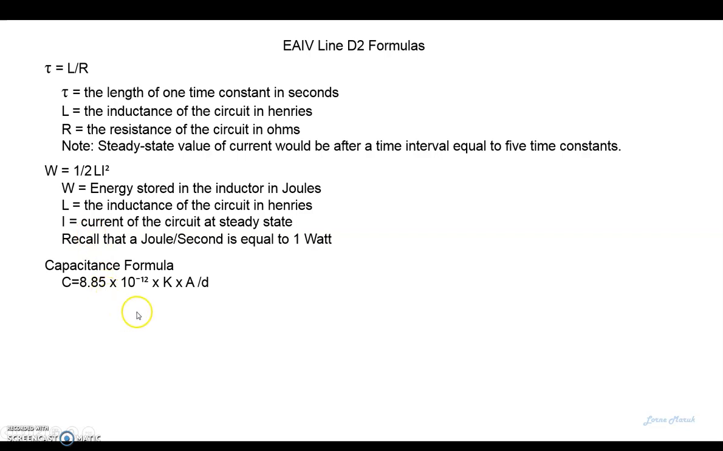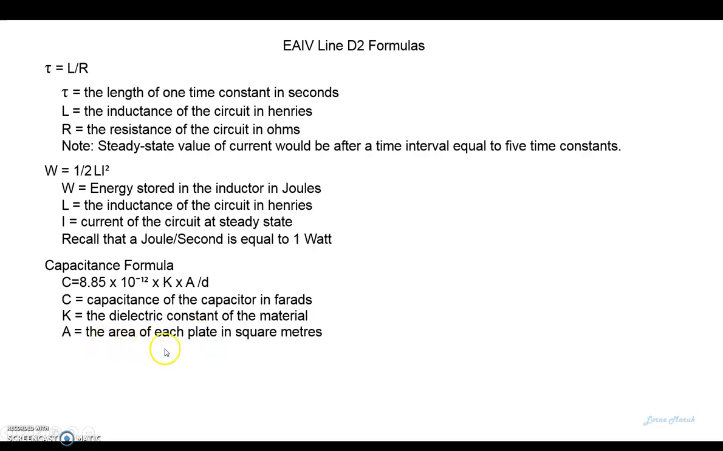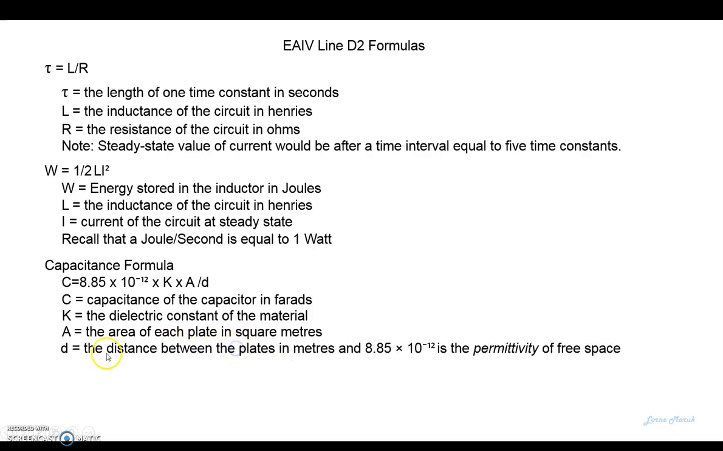We also have the capacitance formula. C is the capacitance of the capacitor in farads, generally written in microfarads, but to do the math we need to convert to farads. K is the dielectric constant of the material, A is the area of each plate in square meters, and D is the distance between the plates in meters. And our 8.85 times 10 to the negative 12 is the permittivity of free space. So it's a constant that we use. And you could just ignore that when you're doing some math and just throw some values in to figure out a capacitance. Once again, this will be used in the self-test.